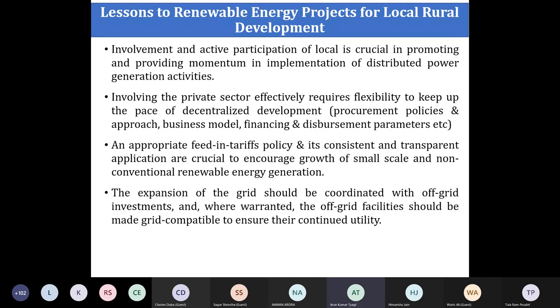So the involvement and active participation of locals is crucial in promoting and providing momentum in implementation of distributed power generation activities. First of all, you have to educate local villagers that you are going to construct a hydro project for their benefit. They will get electricity, they will get employment, and they will also have income.